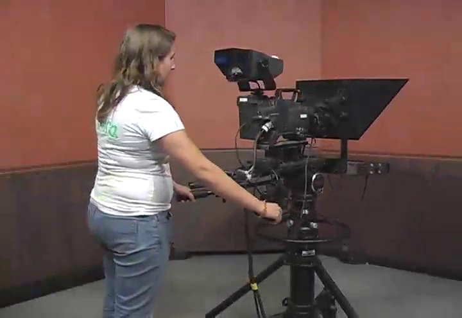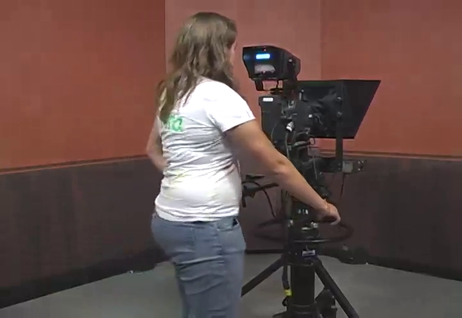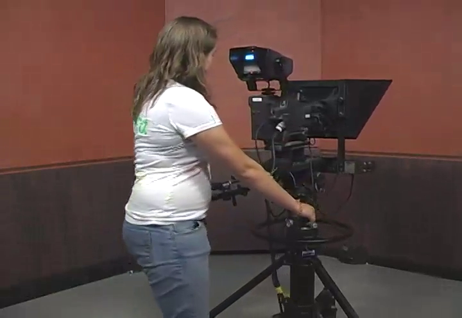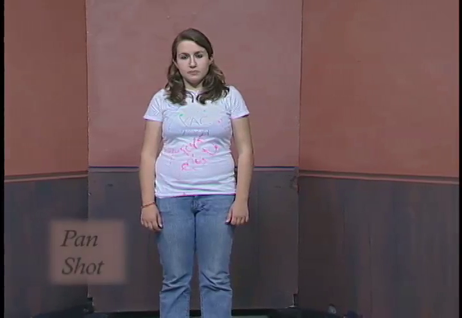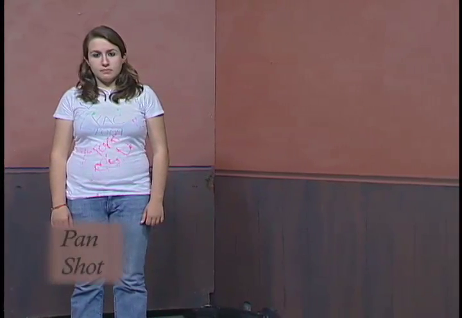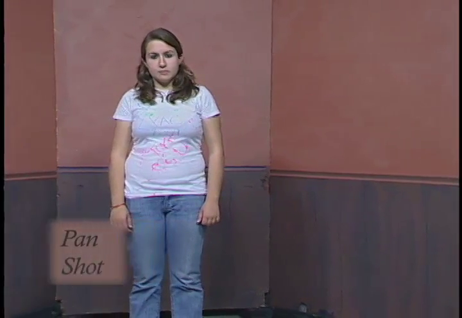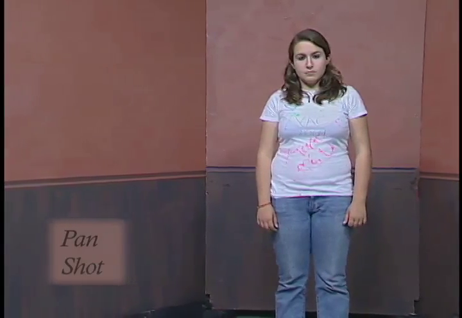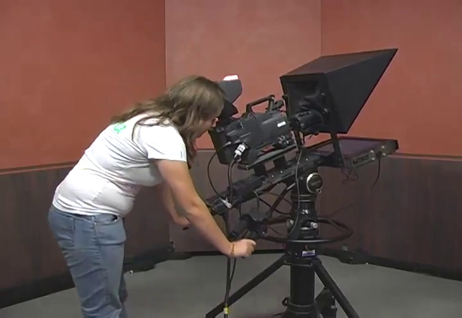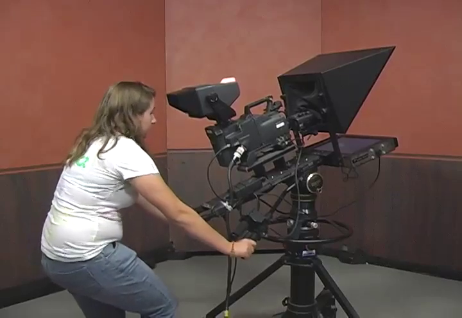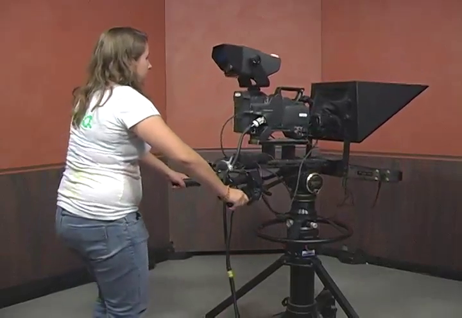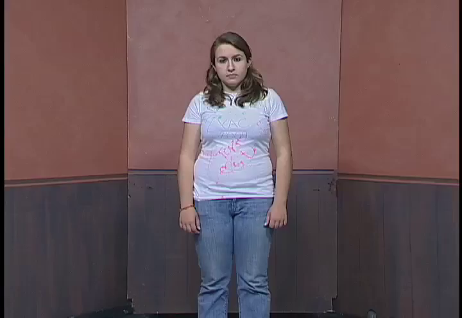The pan and tilt controls are amongst the most basic camera movements. A pan shot moves side to side, left to right, a horizontal movement of the camera, and the tripod remains in a fixed position. And a tilt is the same thing, except that instead of moving the camera horizontally, side to side, you instead move the camera up and down.